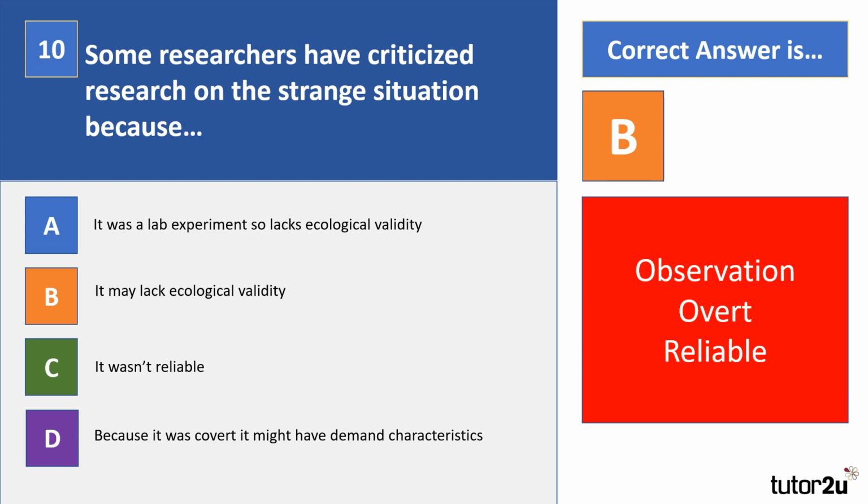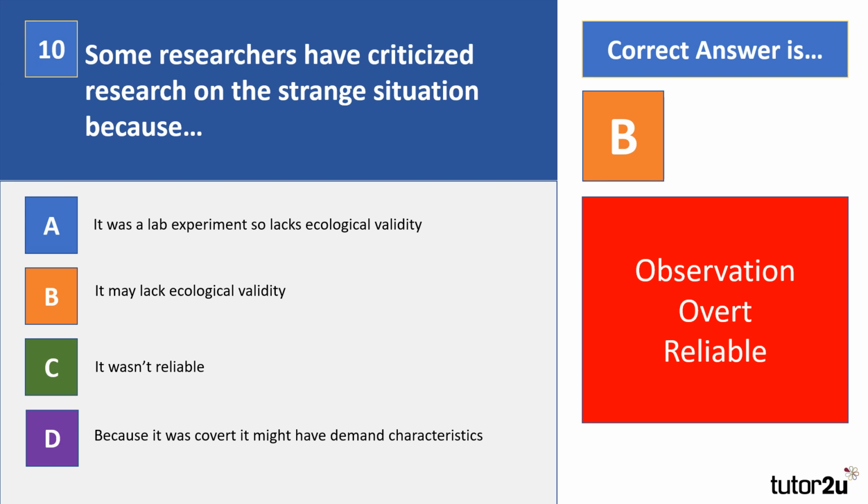Now, within the observational piece of research, with C, remember, the reliability of the strange situation was actually very strong. Ainsworth had a number of people observing its behaviour. They were videotaped. The check for inter-observer reliability was about 90%, which was really high.